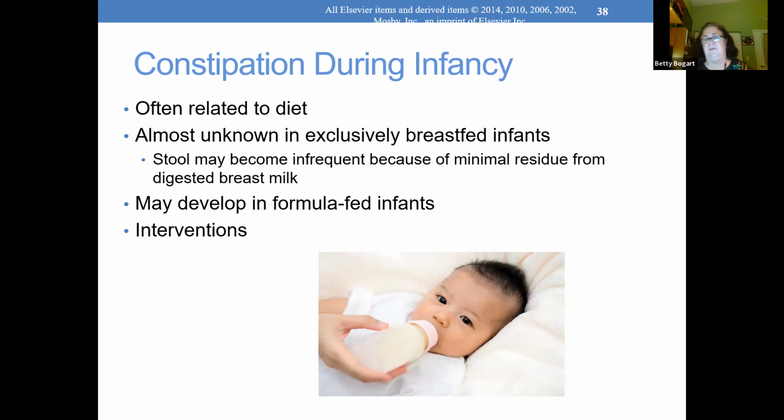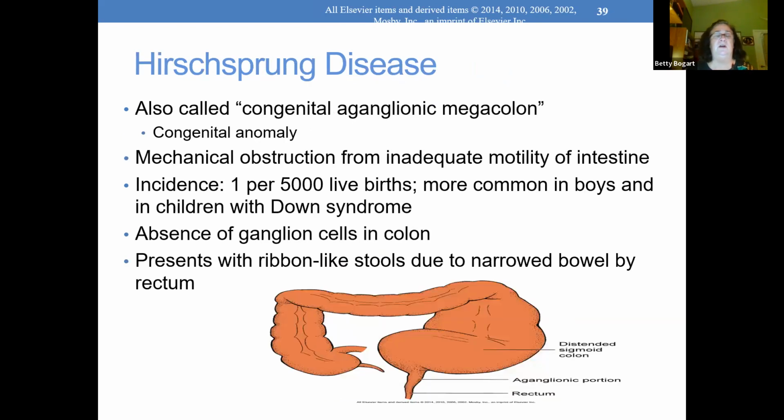And sometimes the physician looks at, well, how many calories are in the formula that you're given? Maybe we need to put something else into the diet to help them move their bowels. But as I said, it's more common with formula than with breastfed infants.